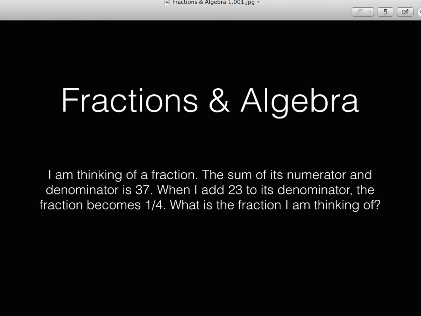Okay, so on to the question. This is the question. I am thinking of a fraction. The sum of its numerator and denominator is 37. When I add 23 to its denominator, the fraction becomes 1/4. What is the fraction I am thinking of?